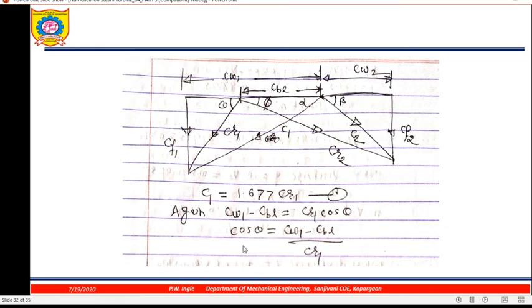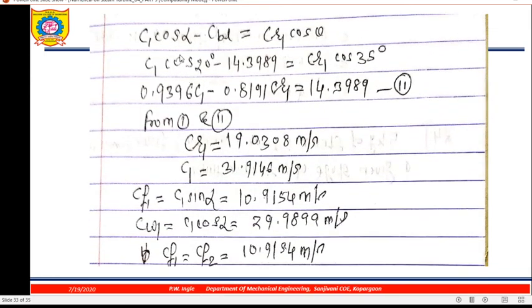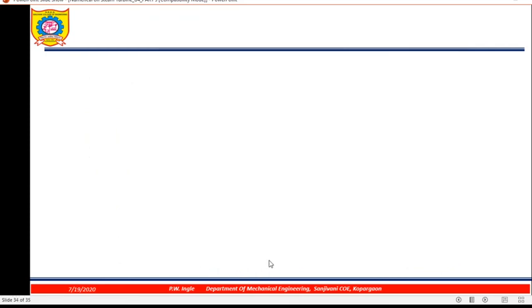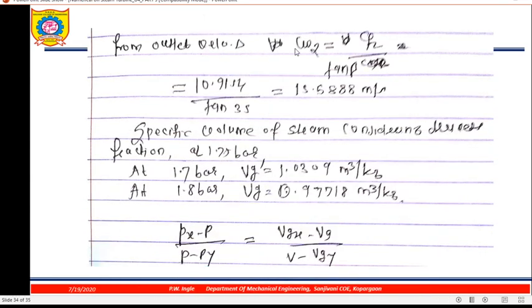Now again CW1 minus CBL is what? CR1 cos theta. So by just using a trigonometric formula, you are getting this equation. Cos theta is CW1 minus CBL by CR1. So C1 minus CBL, CR1 cos theta. So from equations 1 and 2, you are getting the values of CR1, C1, then CF1, CW1, CF1 equal to CF2. Okay. Then from the outlet velocity triangle, you are getting the value of CW2.